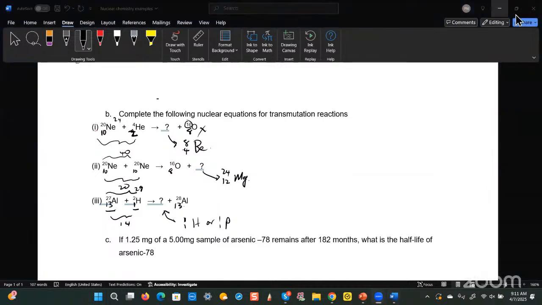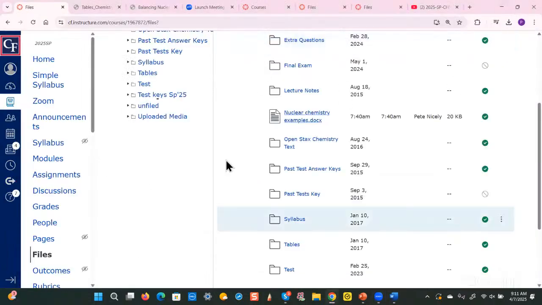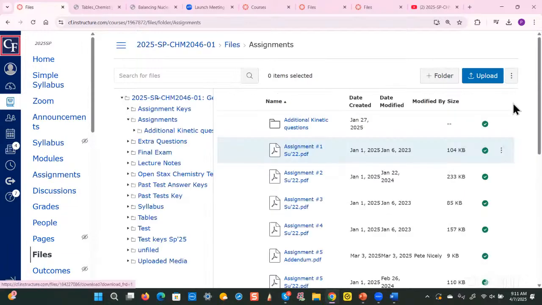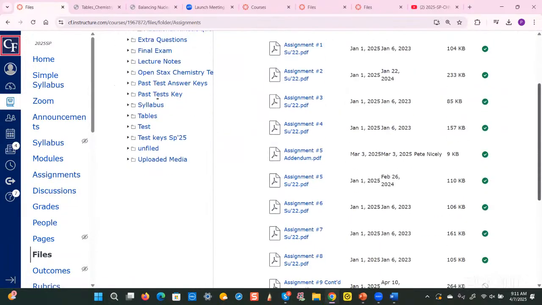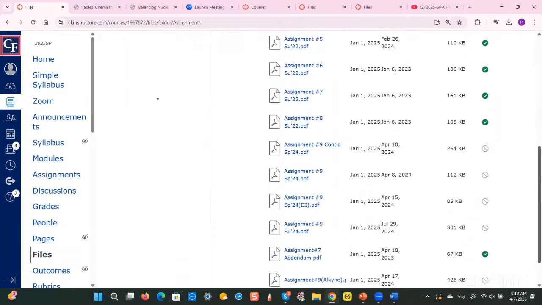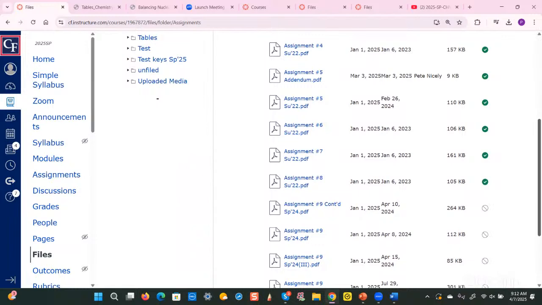Let me show you in Canvas here. Assignment 5. Okay, so you'll notice that there is one link to assignment 5 here, and just above it is the addendum. As I recall, only one person, I don't remember who, did the addendum along with assignment number 5.